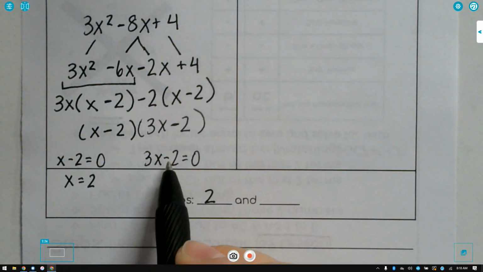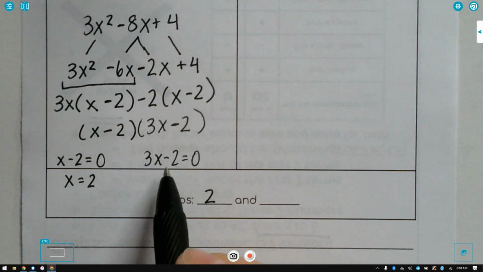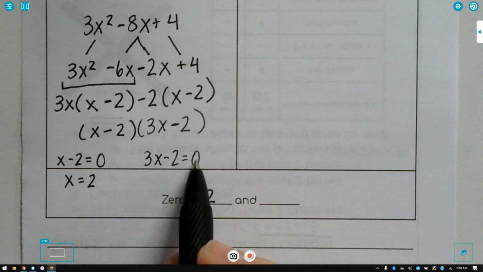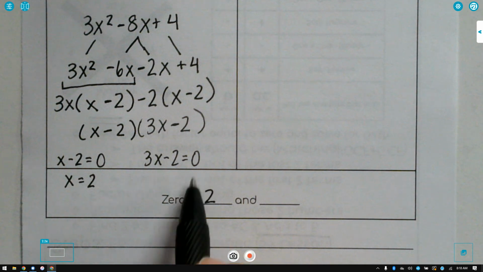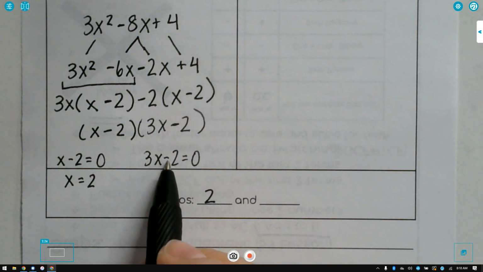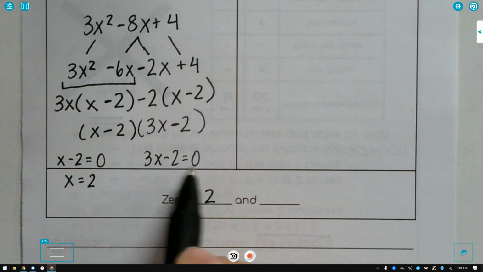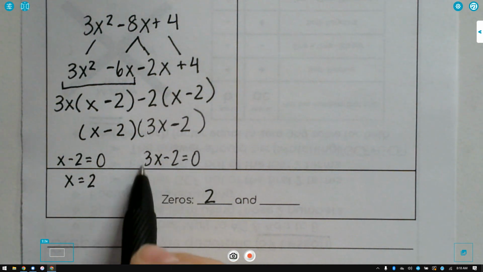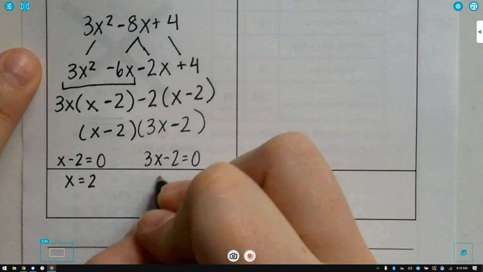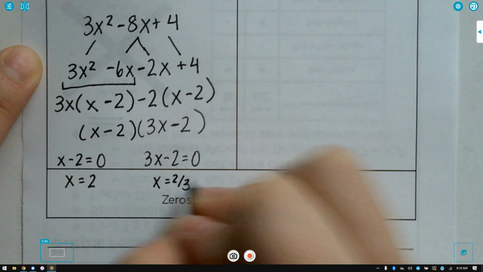For this one, I don't have space here, and I want you guys to start seeing the pattern. We would add 2 to both sides and then divide by 3. So if this is subtraction, we would add. If this was addition, we would subtract. So that determines whether it's going to be positive or negative. And then we divide by whatever number's in front of x. So this is going to be 2/3. It's going to be our other 0.